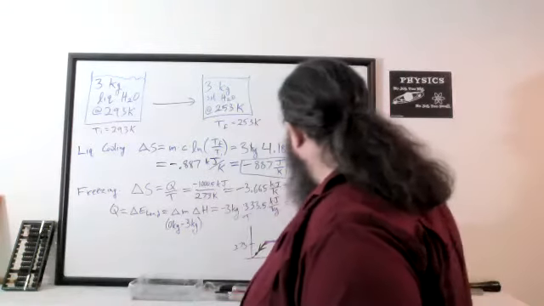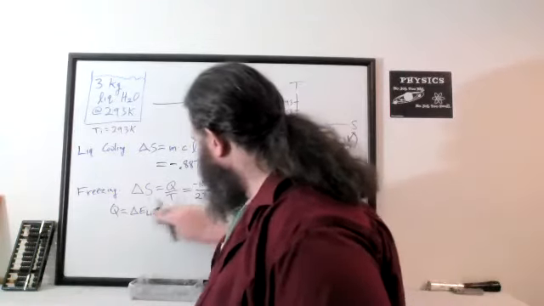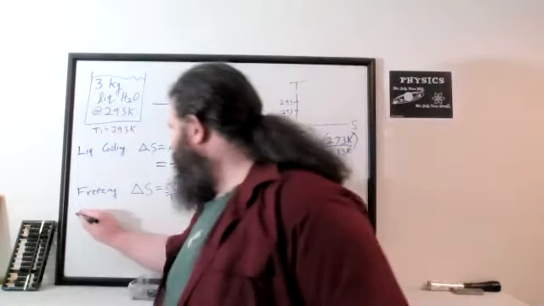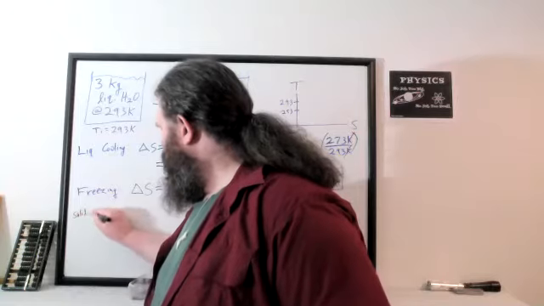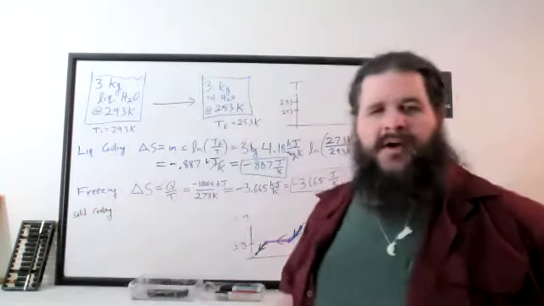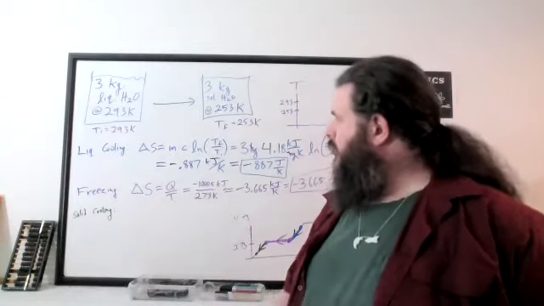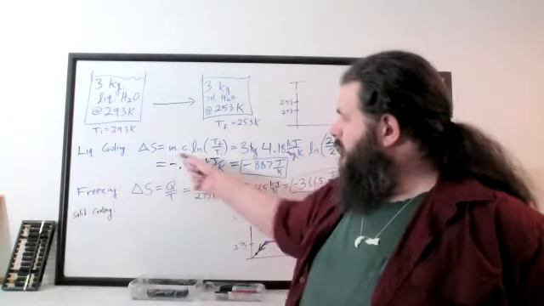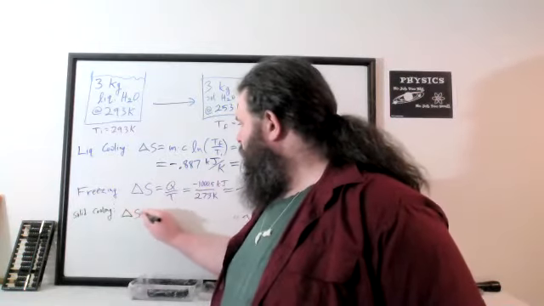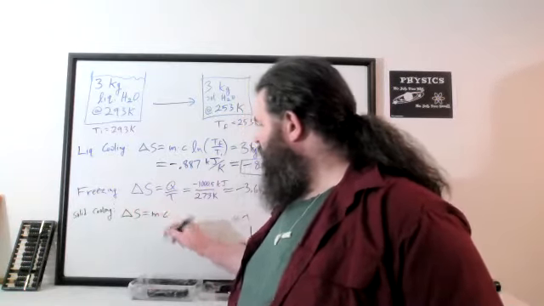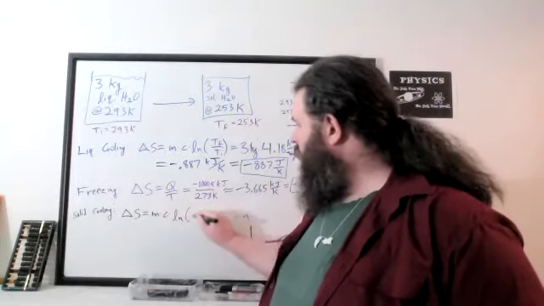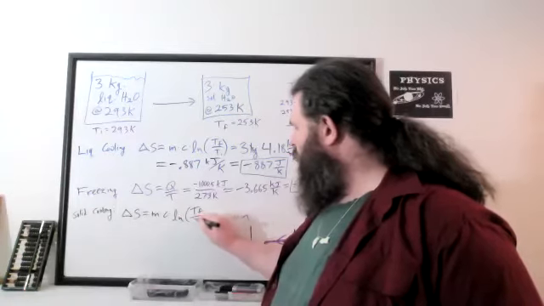So for the solid cooling off, let's see how that looks. For the process of the solid cooling off, it's a change in temperature, so we want to use the MC logarithm of the ratio again. Delta S equals mass times specific heat, that is the heat capacity of the whole object, times logarithm of the ratio of temperatures.